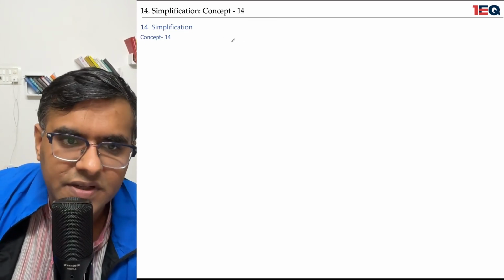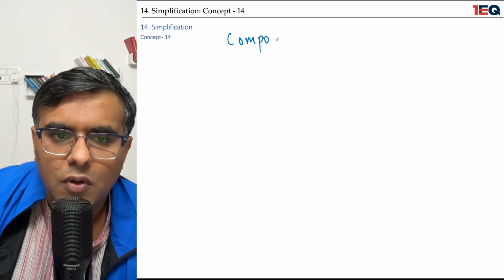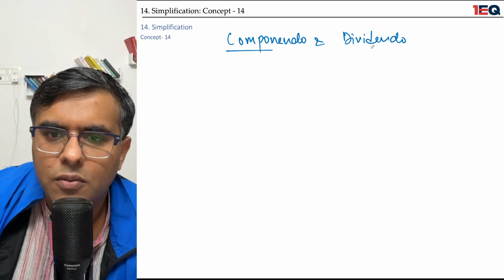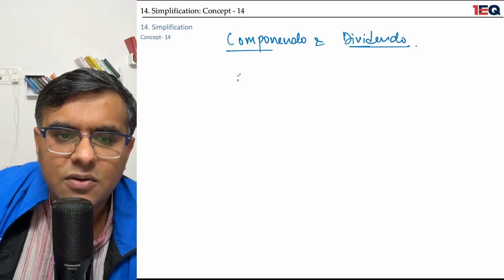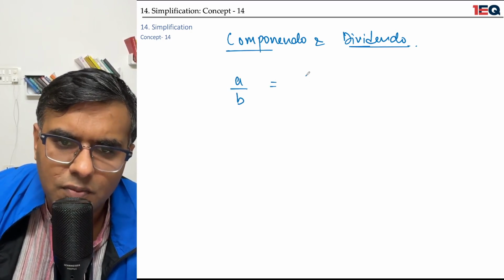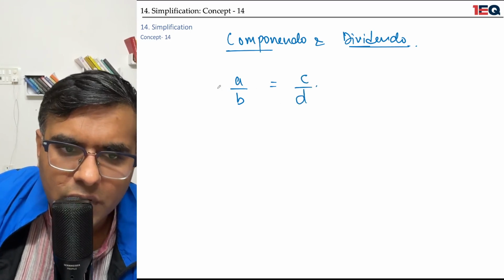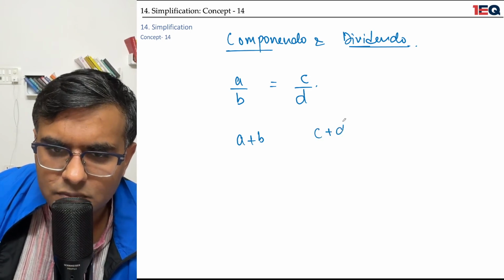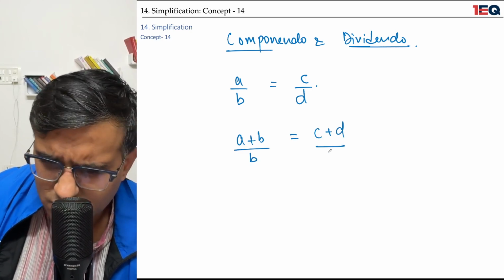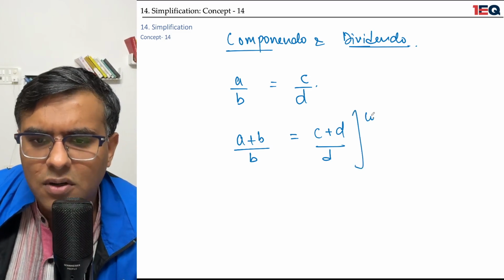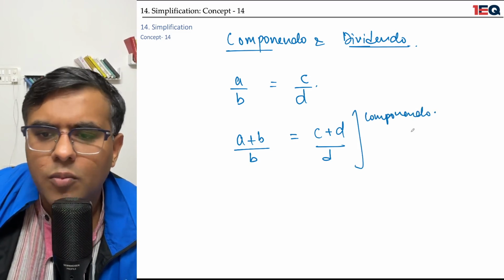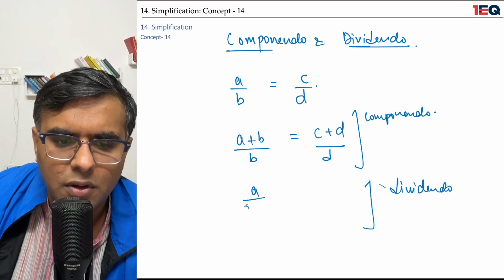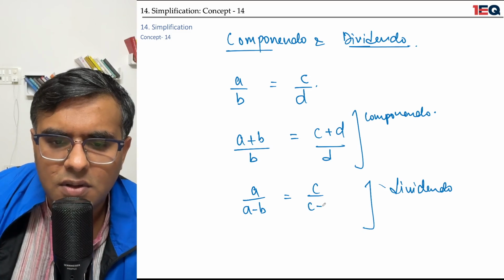Now, the cornerstone of all simplification questions, which is called componendo and dividendo. What happens in componendo and dividendo is that there are two separate ratios. If I have to apply componendo, in the numerator I would have a plus b, and again in the numerator on the right hand side I would have c plus d. This operation is called componendo. Now, if I wish to apply dividendo, I would have a upon a minus b, upon c minus d.